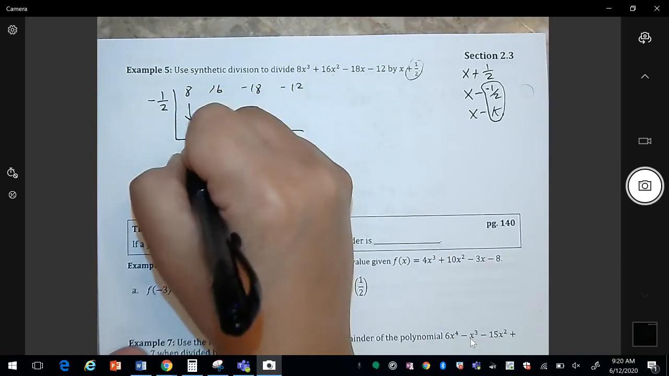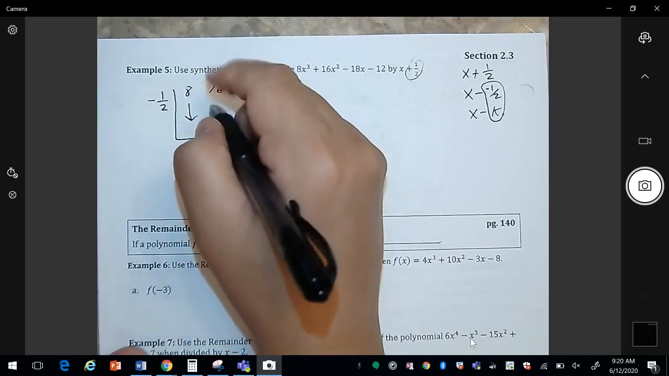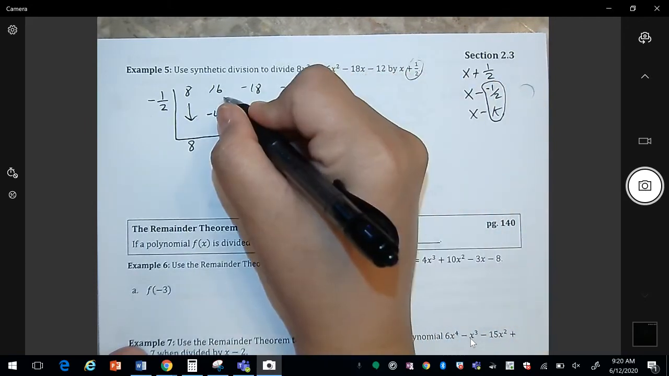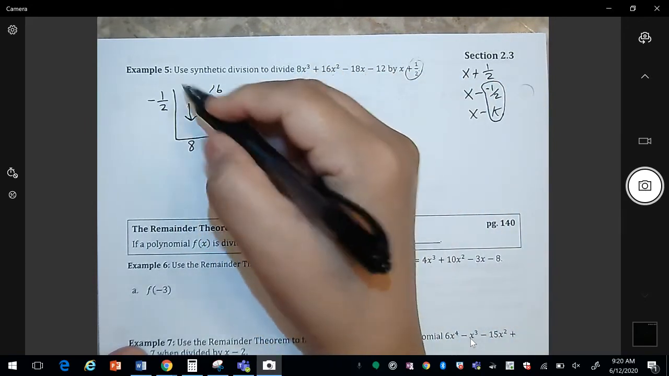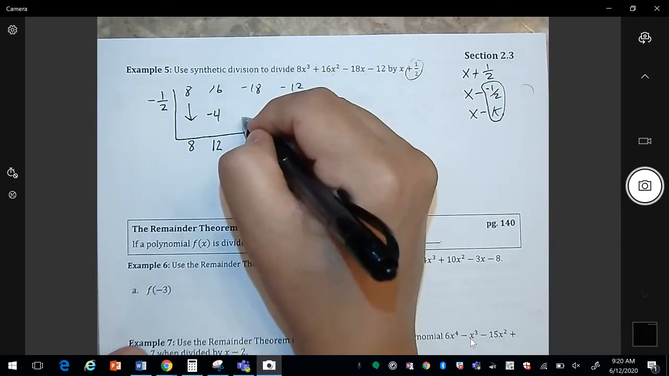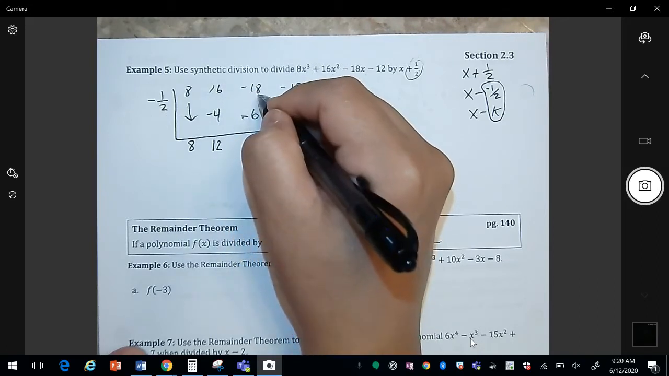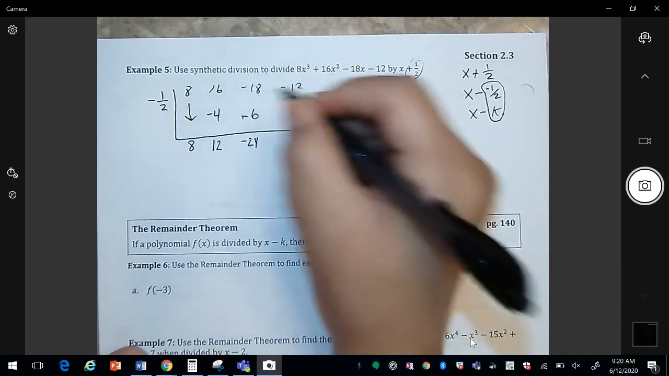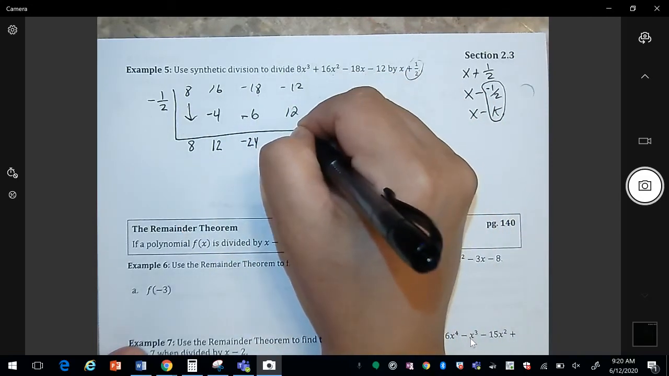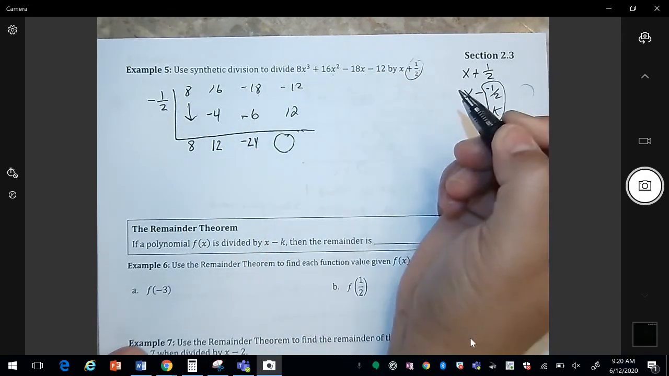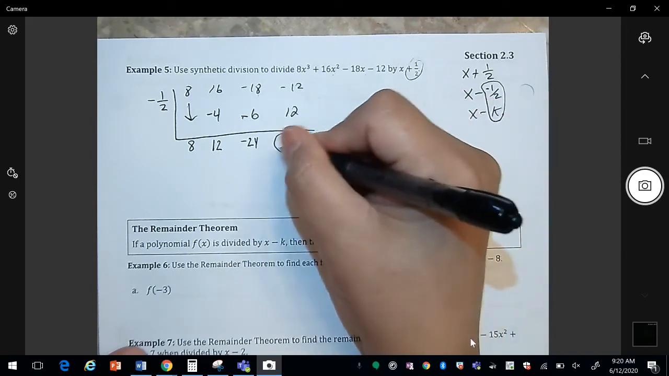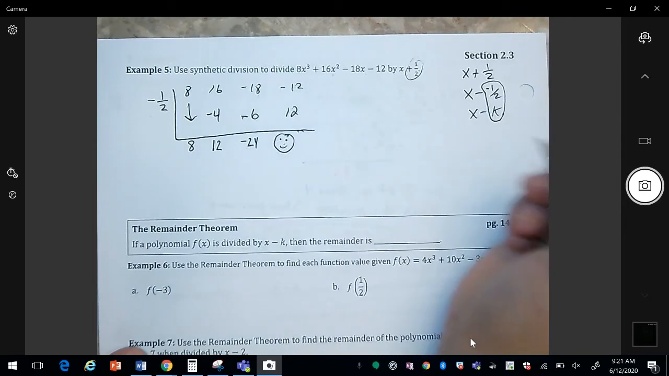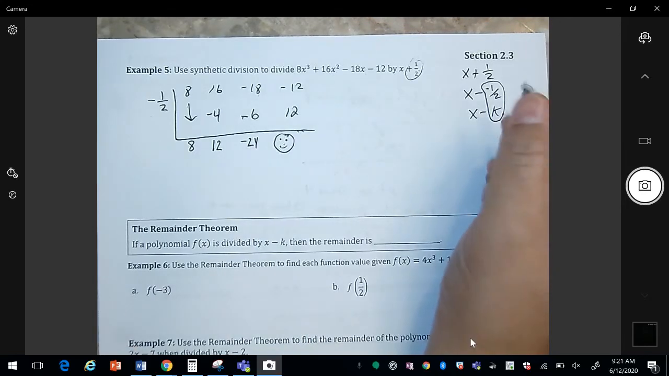First step, bring down the 8. 8 times negative a half is negative 4, plus 16 gives me a 12. Negative a half times 12 is negative 6, plus negative 18 gives me negative 24, times negative a half is positive 12, and then I end up with 0. If you get a remainder of 0, remember that that's going to be a very good thing. So it makes us happy.